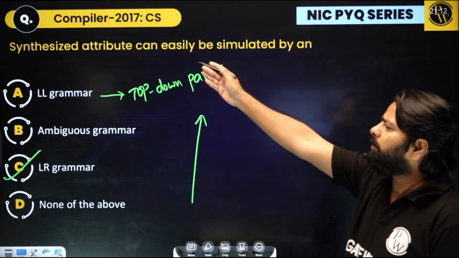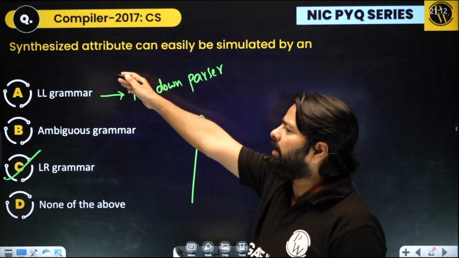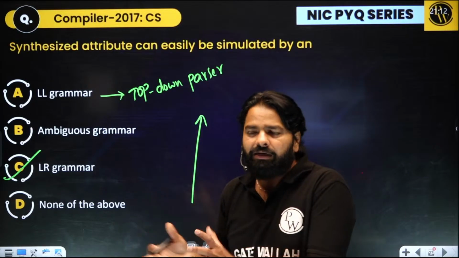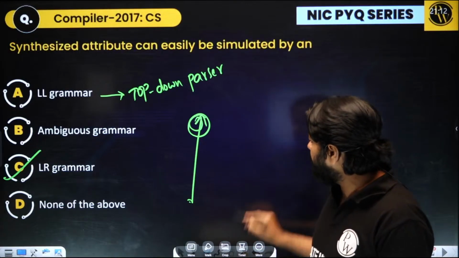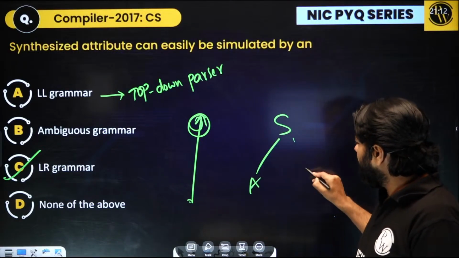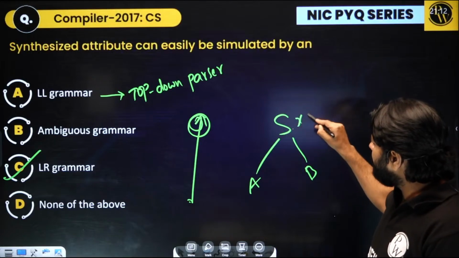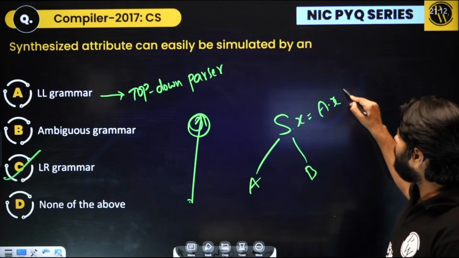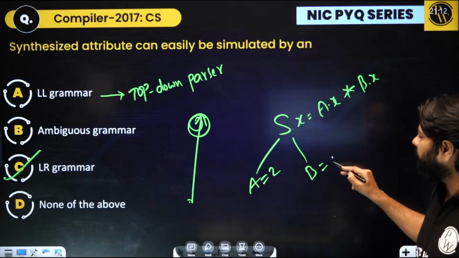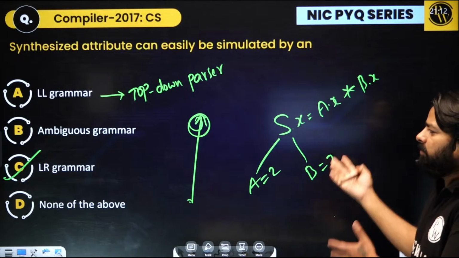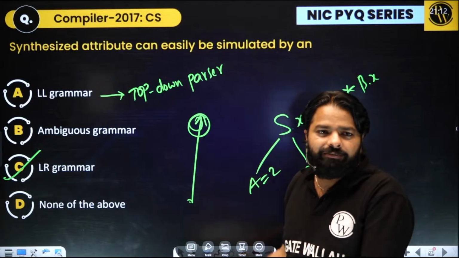You know the synthesized attribute definition, right? At any node the value will be computed based on the children. If you want to compute here, you should use the child values. Let's say S, A, B: if you want to compute the S value, it depends on A and, let's say, B. If you know the values here, then you can compute at S. Otherwise, synthesized attributes cannot be evaluated.